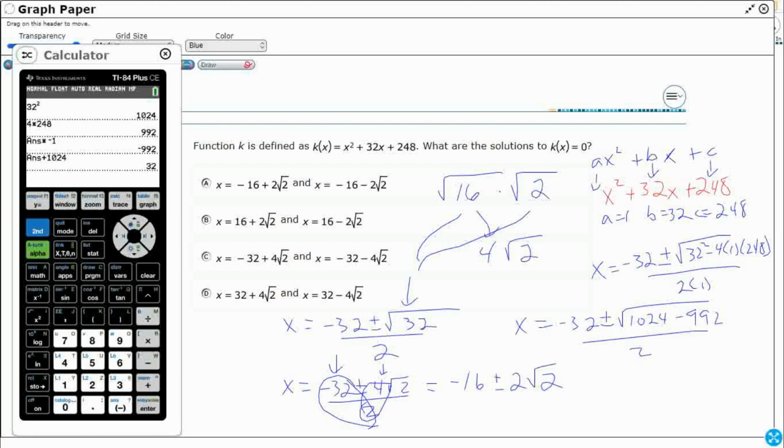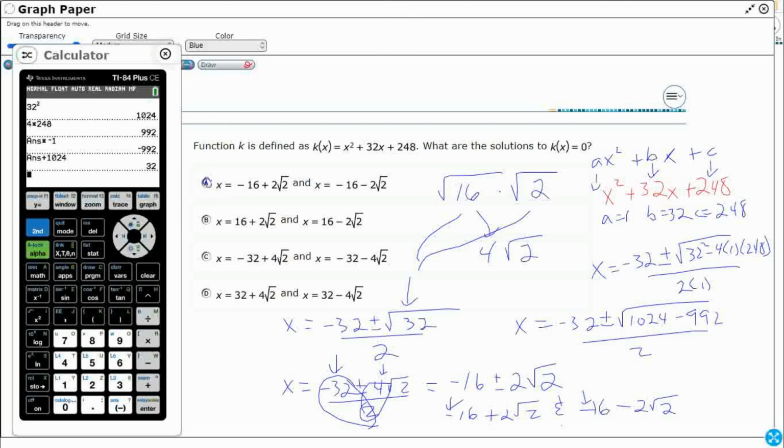So here's my answer. If I want to write it this way, negative 16 plus 2 square root of 2 and negative 16 minus 2 square root of 2. We say plus or minus, but what it really means is you split it out like that. We've got our answer here as very close to A and B, but notice the negative 16. It's been negative the whole time. So my answer here is A.